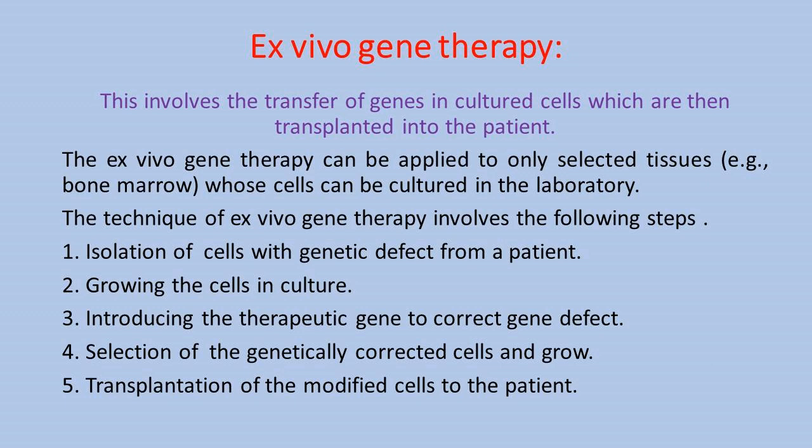Ex vivo gene therapy involves the transfer of a gene into cultured cells which are then transplanted or injected into the patient. Ex vivo gene therapy can be applied only to selected tissue whose cells can be cultured in the laboratory. It involves the following steps: isolation of cells with the genetic defect from the patient, growing the cells in culture, introducing the therapeutic gene to correct the gene defect, selection of genetically corrected cells and growing them, and lastly, transplantation or injection of the modified cells directly into the patient.